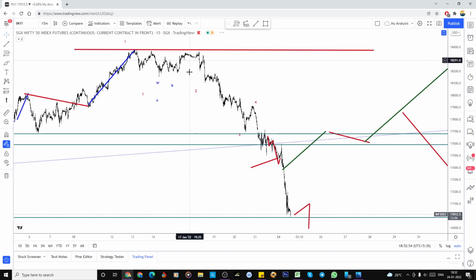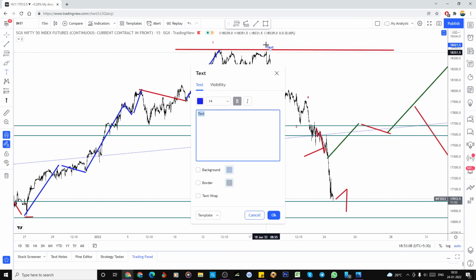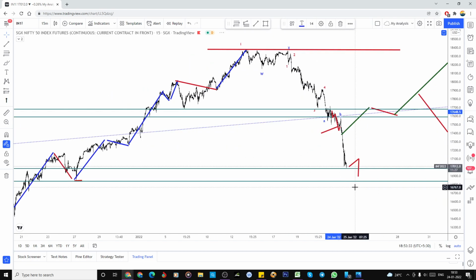So how do I label this? So ABC is a W, so this is the connecting wave, and this is the X. This is the X, and see here 1 2 3 4 5. So afterwards this is the 1, this is the 2 3 4 and 5. So 1A has got completed here, WXA. Then this is the B, and I'm looking for the C wave.